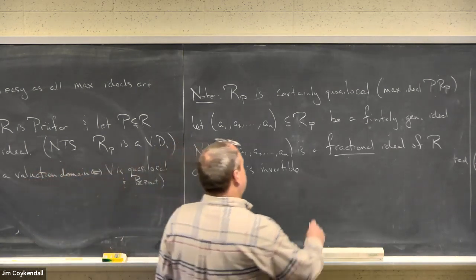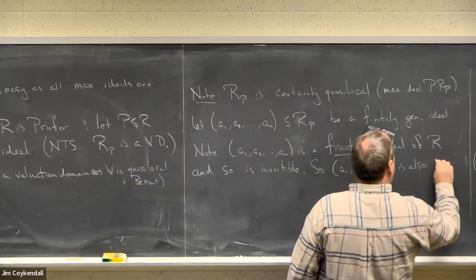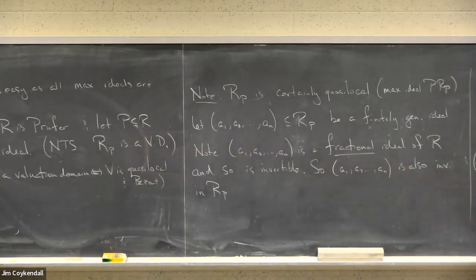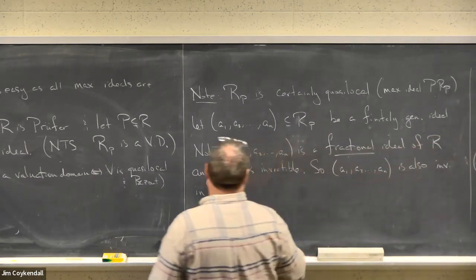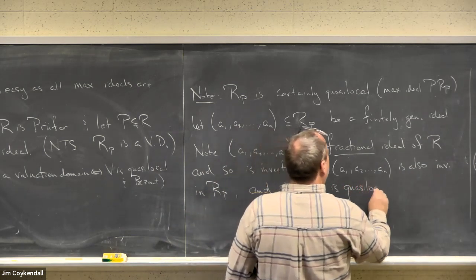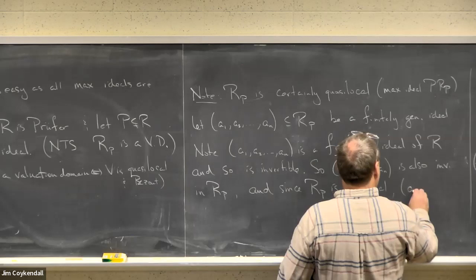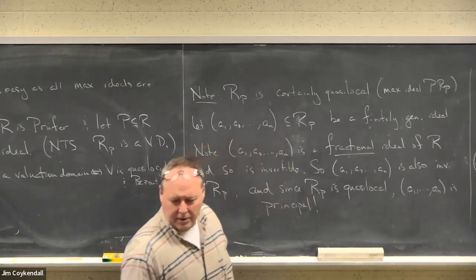And so, if you have an invertible ideal, I think we went over this: if I is invertible in R, then I localized at S is invertible in R localized at S. So this is also invertible. So this is an invertible ideal in a quasi-local ring, so it's principal. Because remember, over a quasi-local ring, if you have an invertible ideal, it has to be principal. Okay. So there we go.